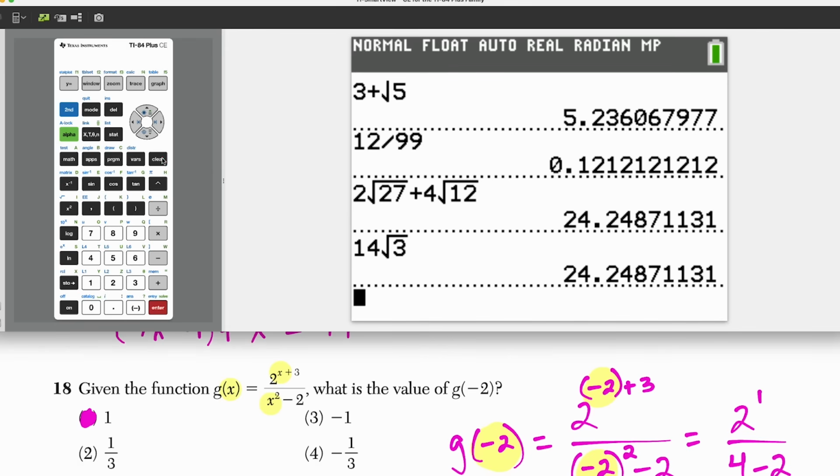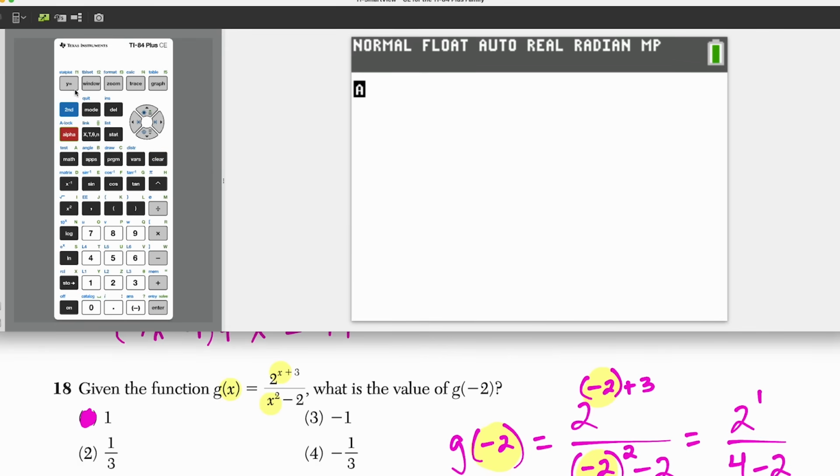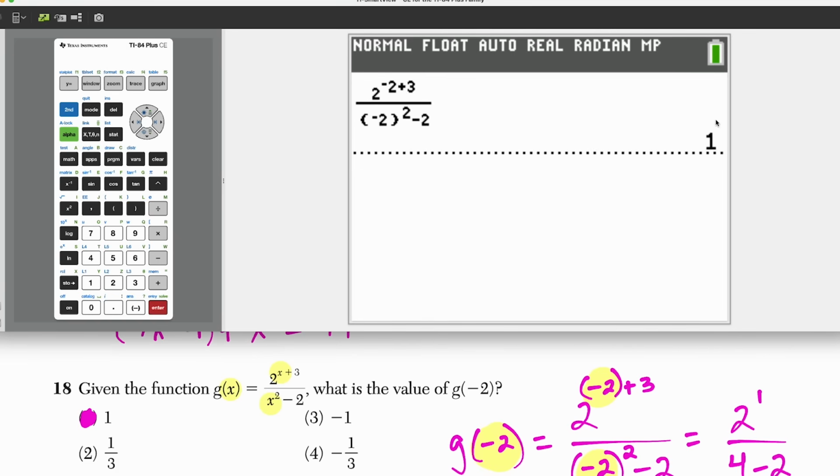But if you just want to type this right into the calculator, you could press alpha y equals enter to pull up a blank fraction. And then we have 2 to the power, and we're plugging in x equals negative 2. So we have negative 2 and then plus 3. And in the denominator, since we have x squared, we have to write the negative 2 in parentheses like this. So we have negative 2 squared, and then we tack on a minus 2 after. And now we press enter, and notice that we get 1.